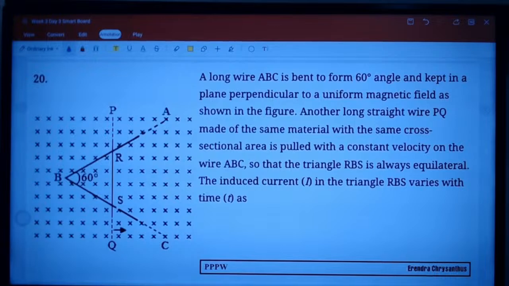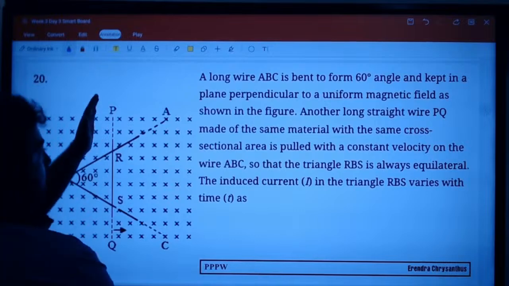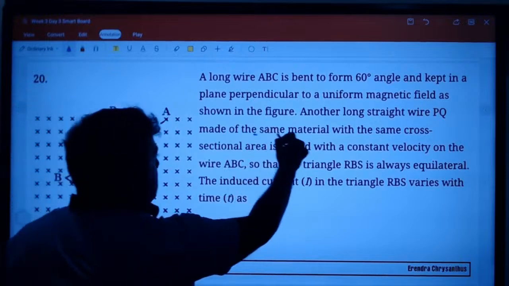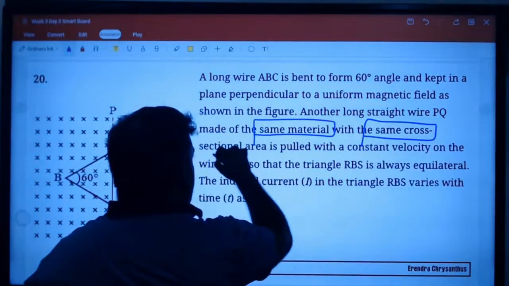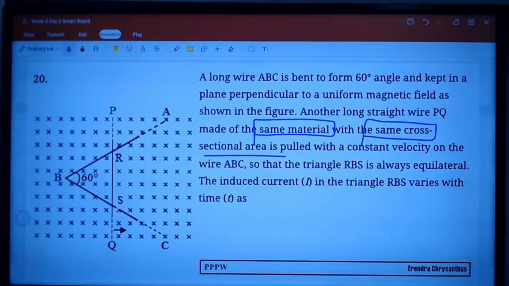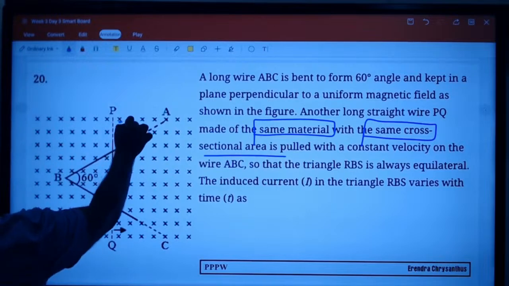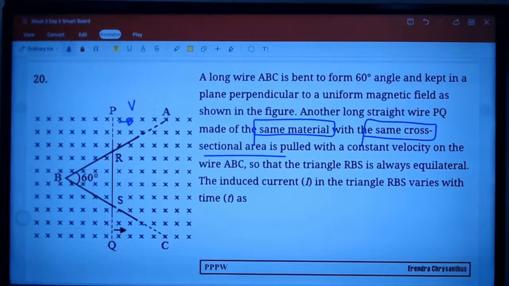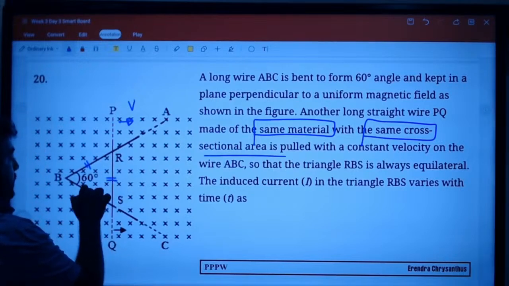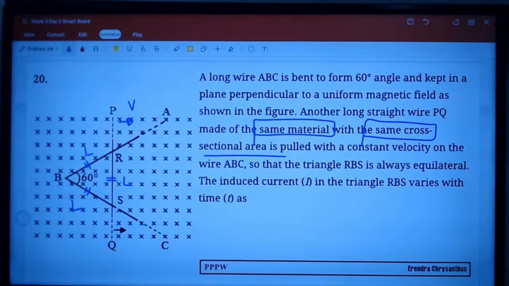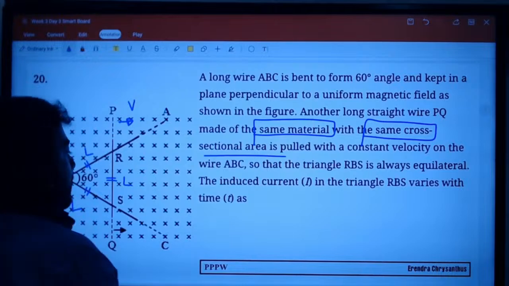A long wire ABC is bent to form a 60-degree angle and kept in a plane perpendicular to a uniform magnetic field as shown in the figure. Another long straight wire PQ is made of the same material, keyword same material, with the same cross-sectional area, interesting, same cross-sectional area, and is pulled with a constant velocity on the wire ABC. So this is going forward with a constant speed, so that the triangle RBS is always equilateral, that means these lengths are always equal. The induced current will vary.